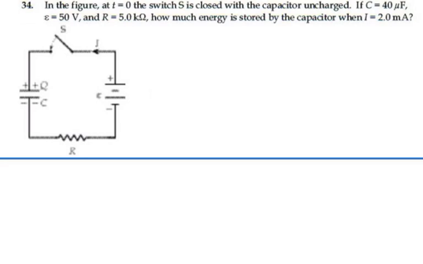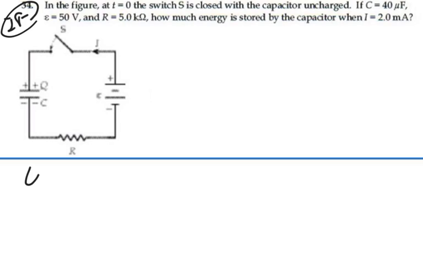Here's an alternate way of doing this problem 2834. In the figure at t equals 0, the switch S is closed, and the capacitor is uncharged. If C is equal to 40 microfarads, the EMF of the battery is 50 volts, and R is equal to 5 kiloohms, how much energy is stored by the capacitor when I is equal to 2 milliamps?